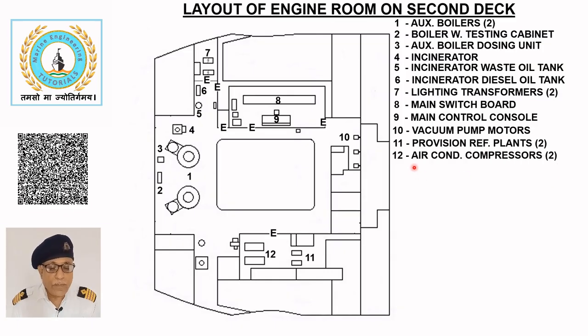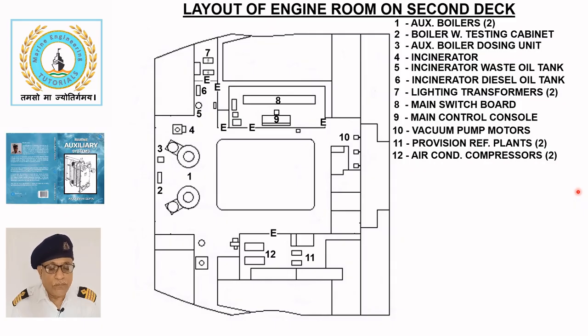Air conditioning compressors. Two air conditioning plants, 12, provide central air conditioning in the accommodation areas for the comfort of the ship's crew. On some ships, the provision refrigeration plant and air conditioning plants are located in the accommodation.